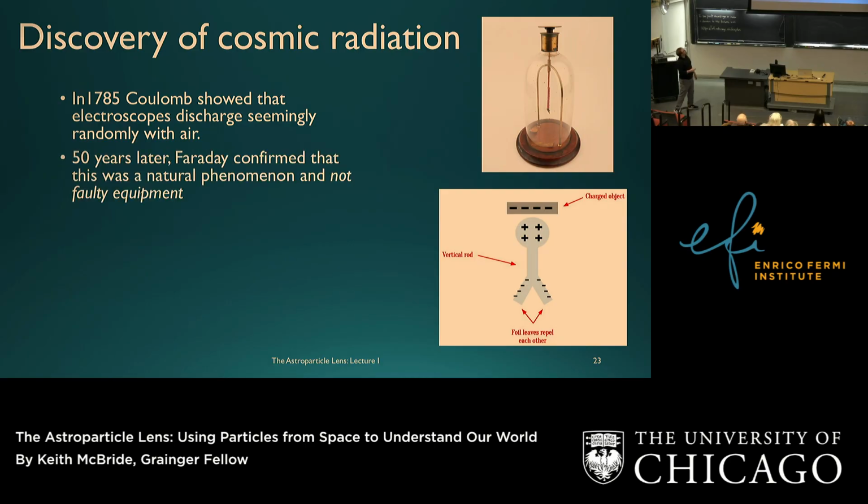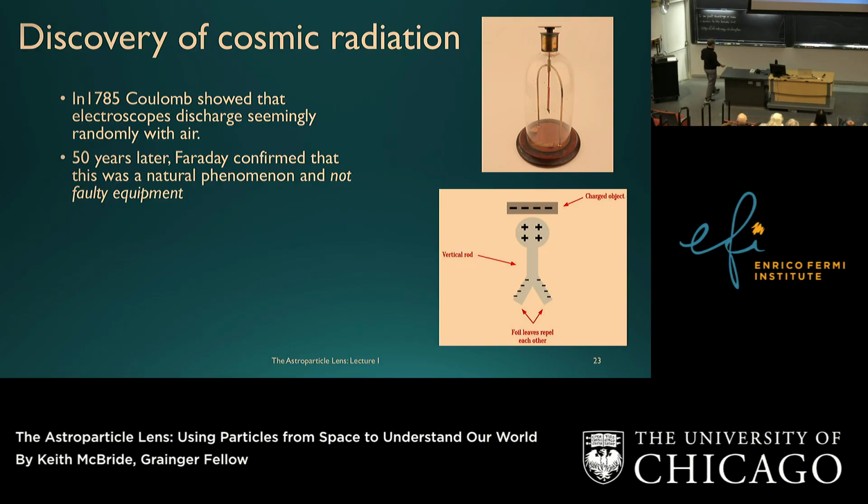And so what Coulomb said was, hey guys, these things are just not working. I'm putting this negatively charged object nearby, I see them repel, and then randomly they just stop doing that. Something's discharging my electroscopes. And everyone said, well, that's just a faulty scope, go get another one. Right? But Faraday comes along half a century later, and says, no, he had a point. It's happening to me too, and you guys know I'm doing a good job, right?